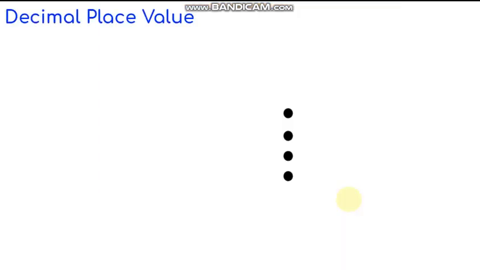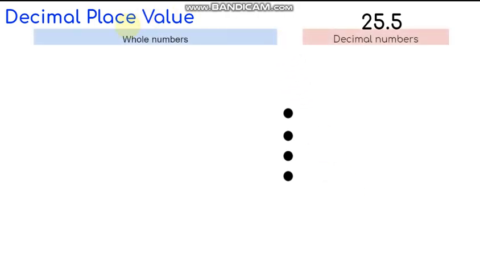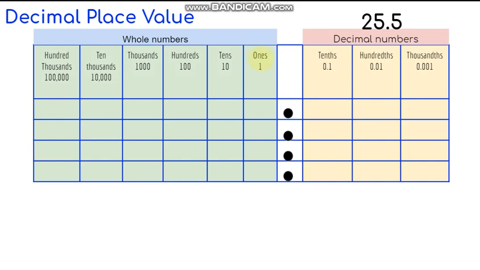Let's say we put it in the decimal place value. We have 25.5. So we separate between whole numbers and decimal numbers. The separator, we call it the decimal point. Here we have ones, tens, hundreds, thousands, 10,000, 100,000 with their values. You can see the value of it over there. And there are decimal places, which are tenths, hundredths, thousandths.